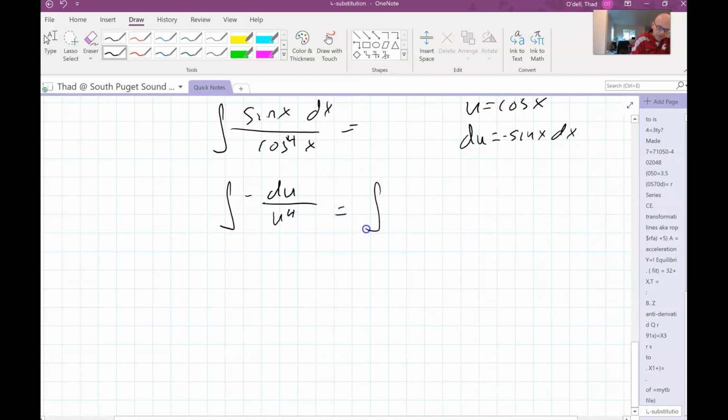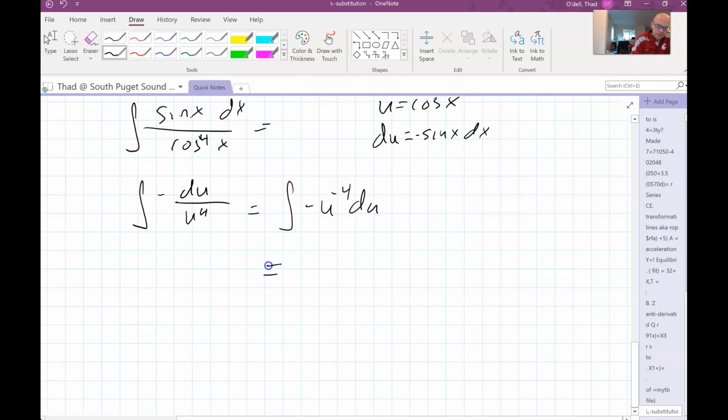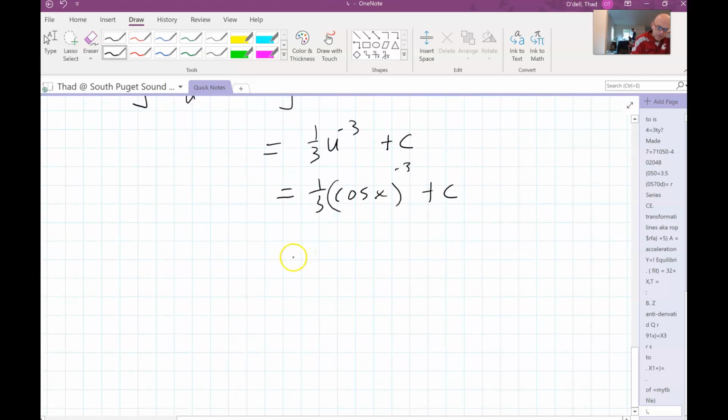And I'm going to rewrite that as the integral of negative u to the negative 4 du. And then I can integrate that to u to the negative 3. I'll put a 1/3 out front. So when I multiply by negative 3, I will get negative 1, and the power will drop to negative 4, plus c, and then of course we substitute back in, and we get 1/3 cosine x to the negative 3 plus c, otherwise known as 1/3 cosine cubed plus c.